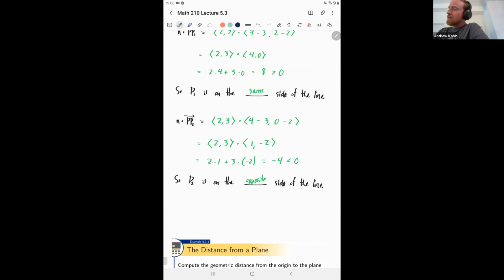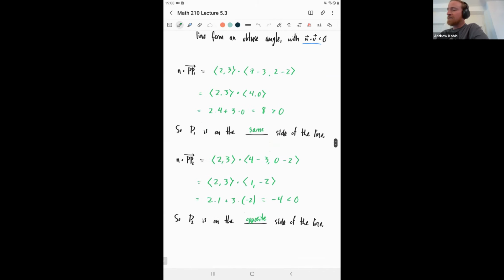And this tells us we have an obtuse angle, or in other words, the point lies on the opposite side of the line from our normal vector that we've drawn. So there we go. We're going to do distances next. You can probably see it at the bottom of the screen, but let's build up to that.